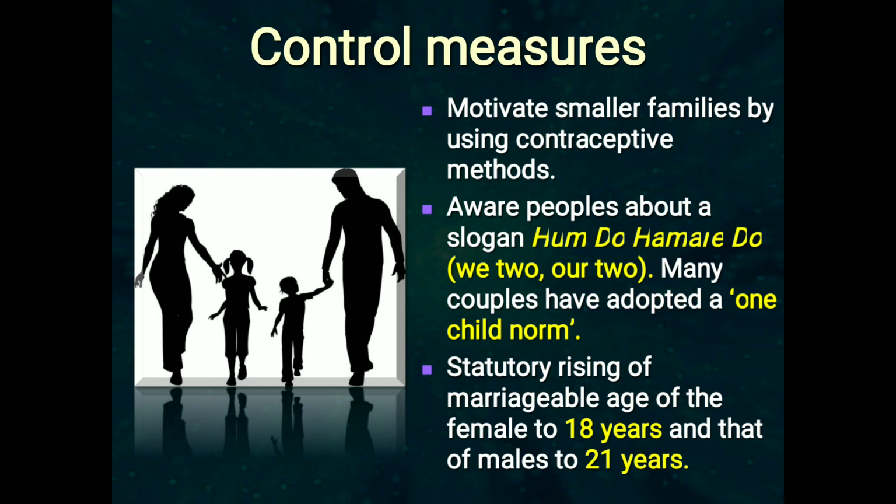This birth control process we call contraceptive methods, and we should motivate the families, or educate them about these contraceptive methods. If we want to educate someone, we should get the education first. Hence they have kept this chapter in your syllabus so that you can get educated, and be able to educate others also. Next, make people aware of the slogan. This is a slogan given by the government itself.